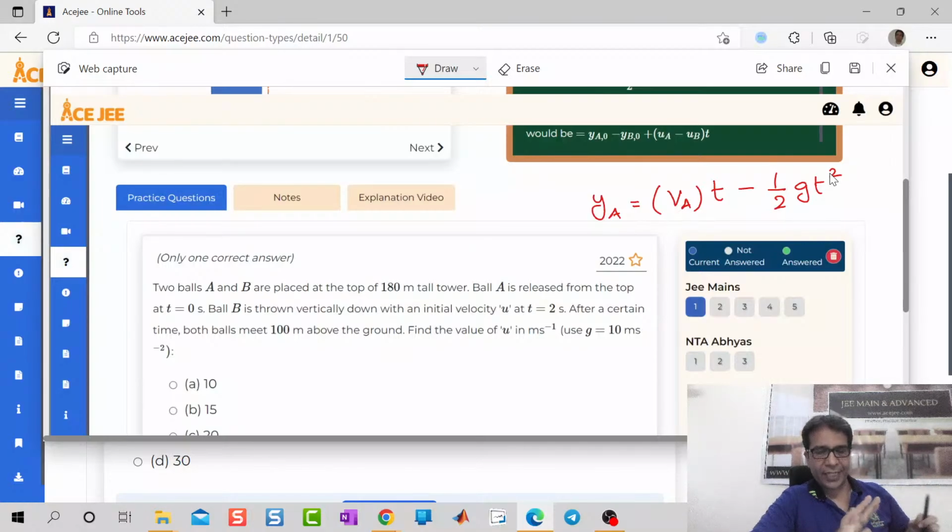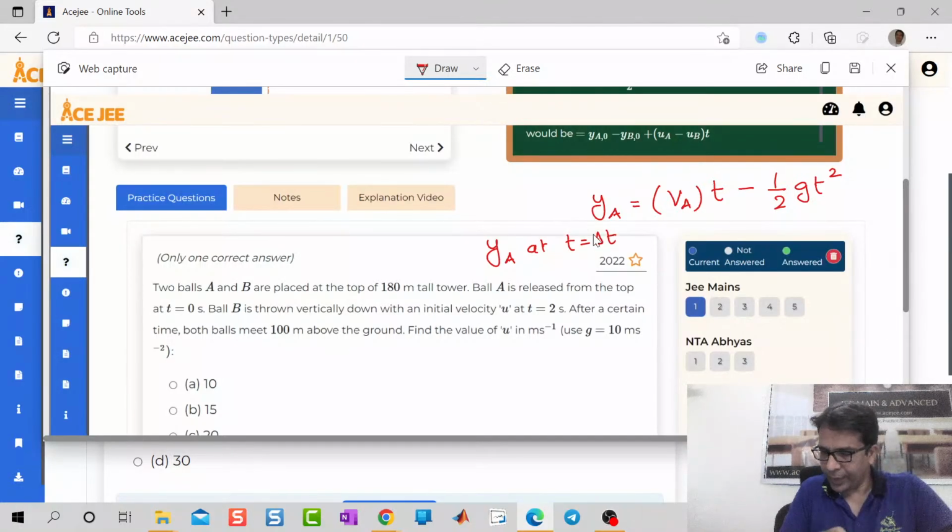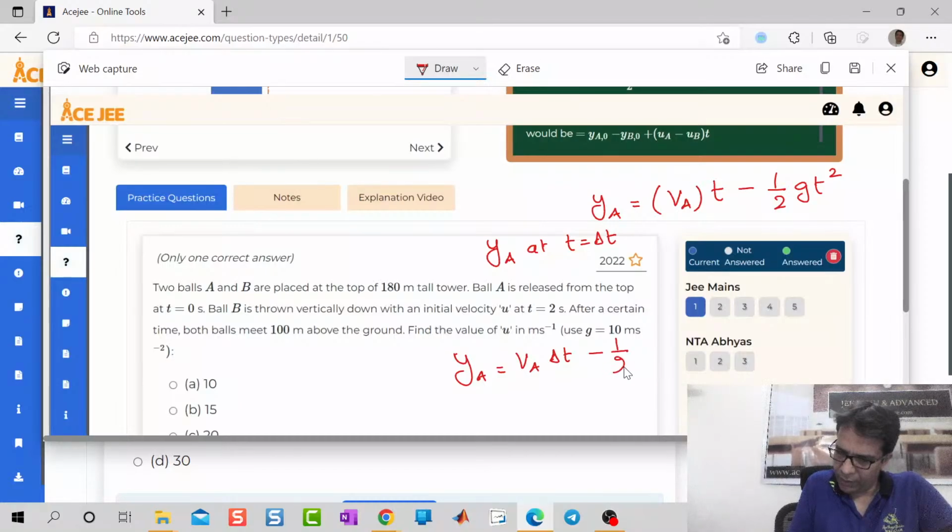If you want to change that, and make it the same as the time duration for B, then you will have to figure out what is YA at t equals delta t, right? What will that be? That will be YA equals VA delta t minus half g delta t square.